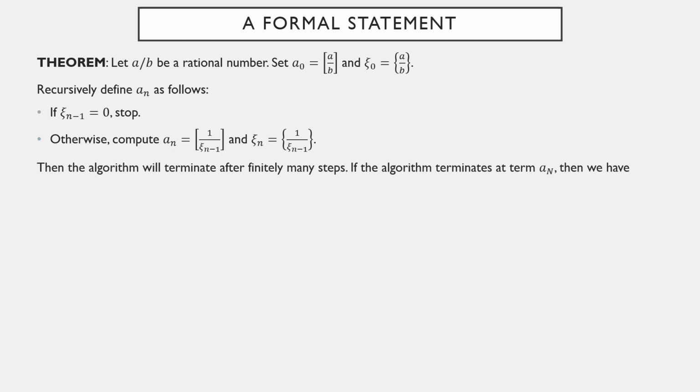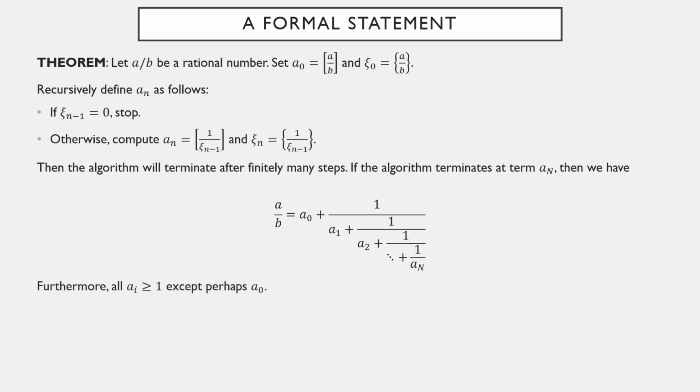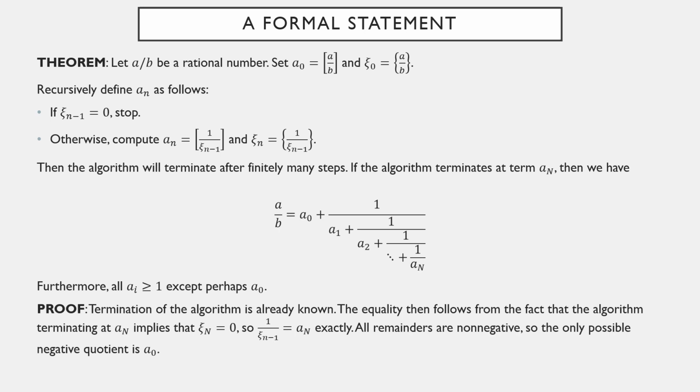If the algorithm terminates at term a sub n, then a over b can be written as this iterated fraction, a0 plus 1 over a1 plus 1 over a2 ... all the way down to plus 1 over an. Furthermore, all of the ai's that we compute, all of the integer parts, are bigger than or equal to 1, except perhaps the very first one, a sub 0. So the proof is pretty straightforward.